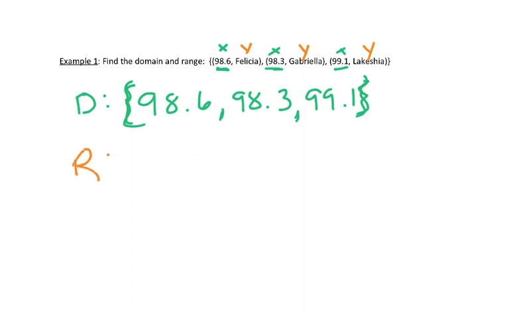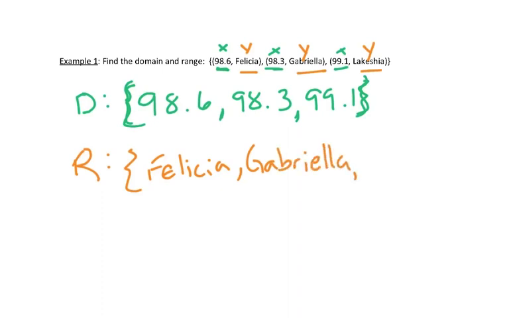The range is the y parts. So that's here, that'd be Felicia, Gabriella, and Lakeisha. Again, it's a set with commas between each.